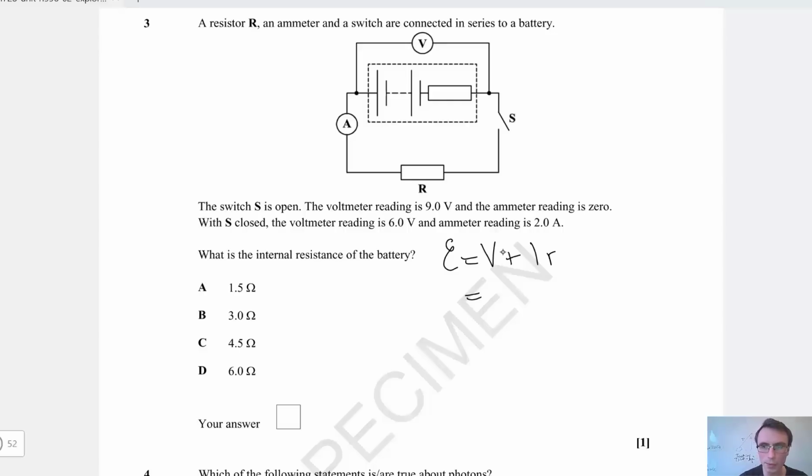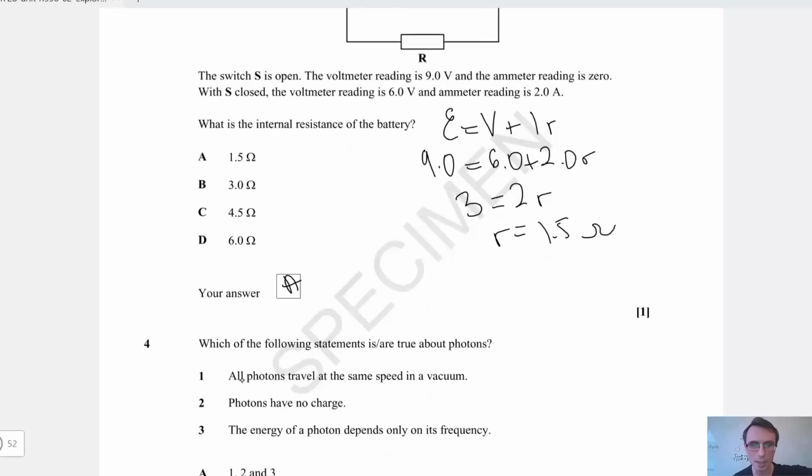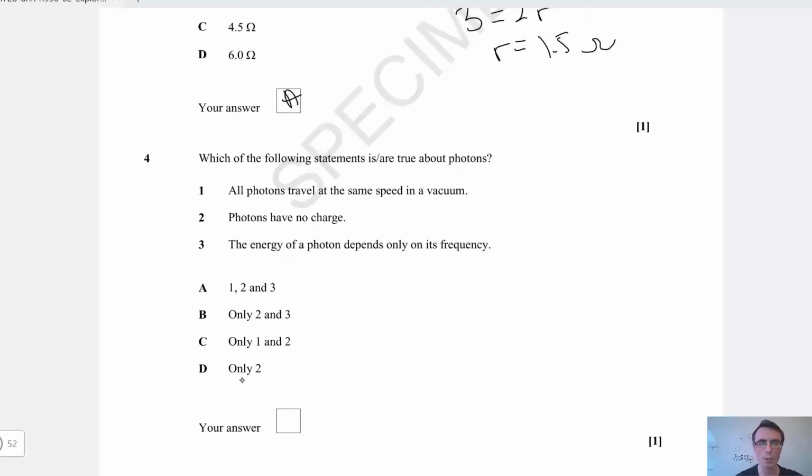The voltmeter reading is 9 and the ammeter reading is 0 when the switch is open. So this here will just be our EMF. That's going to be 9. Our terminal PD is going to be 6 plus the ammeter reading, which is just 2r. So what we're going to get is that 3 is equal to 2r. r will be 1.5 ohms. Correct answer is A.